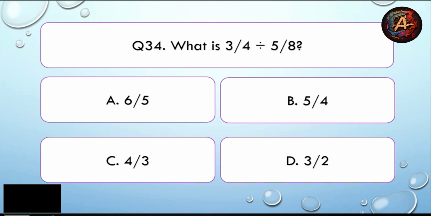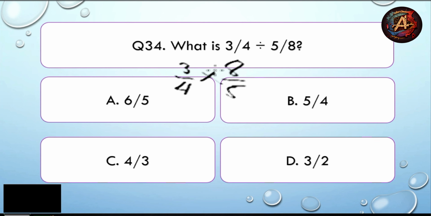Okay, math learners, in order to solve this one, I have already shown you earlier how to divide fractions, right? So what you will do is you just copy the first fraction, then you change the division into multiplication, then you get the reciprocal of this one. So this will become 8 over 5. And then you proceed to the rules in multiplying fractions.